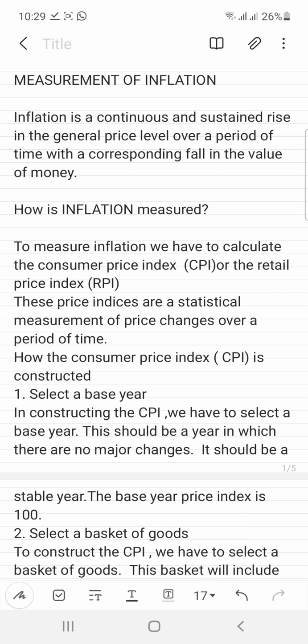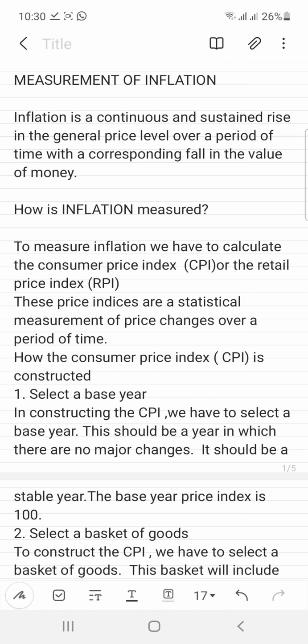Now, how is inflation measured? To calculate inflation, we use price indices. We have the consumer price index or the retail price index. Both are calculated in the same way. So to calculate the consumer price index, first of all, we have to select a base year. The base year should be a year in which there are no major changes.